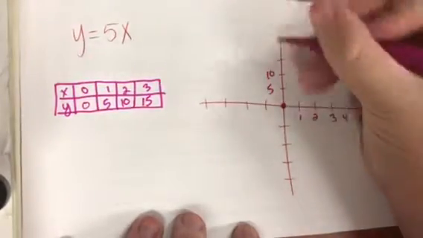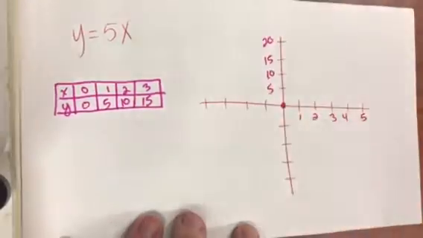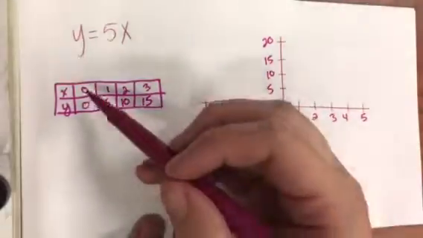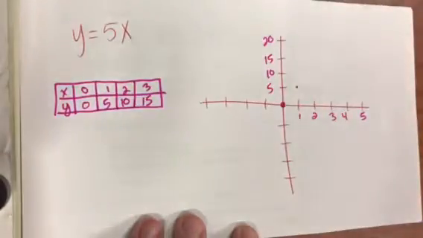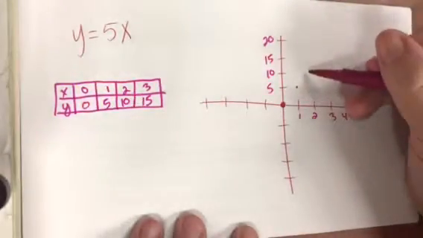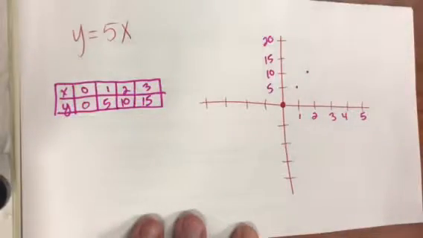Yeah, go by 5s. It makes it easy for us to do. Now, I'm going to plug in my points. 0, 0. Boom, that's there. 1, 5. Okay. 2, 10. Now remember, we're sketching this graph.